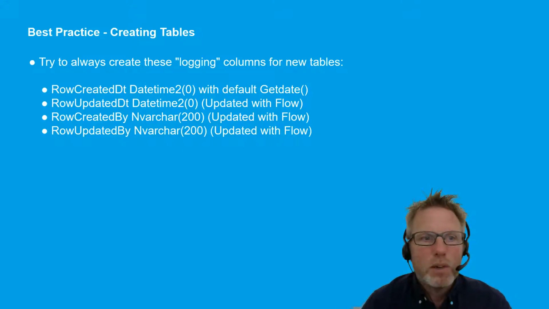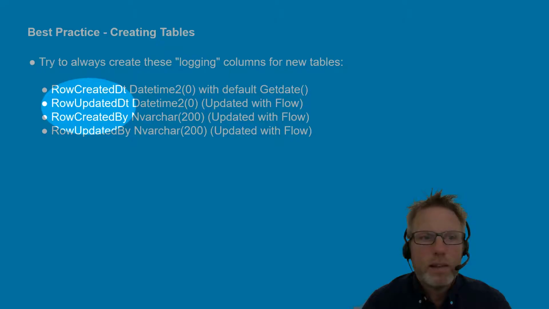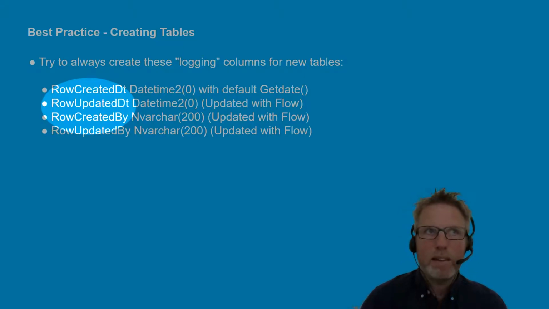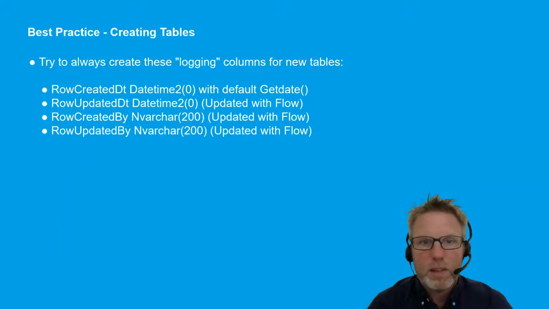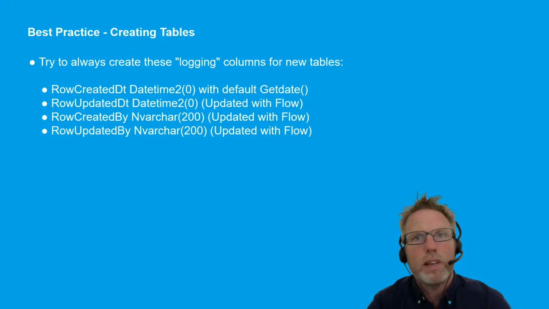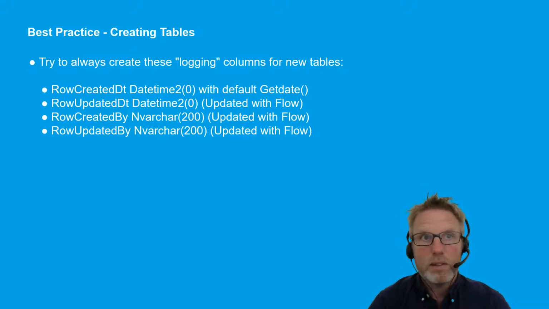And then we have 3 more called row updated datetime, row created by, and row updated by. Those we need to handle manually in our flows when we are updating or creating rows, because we can't get that from the SQL Server. These 4, I tend to call logging columns. They are good to have. I would strongly recommend to create those for each table. And as we will take a look at later on, when you have one table, you can just script that table to create new tables, and then these will come automatically.